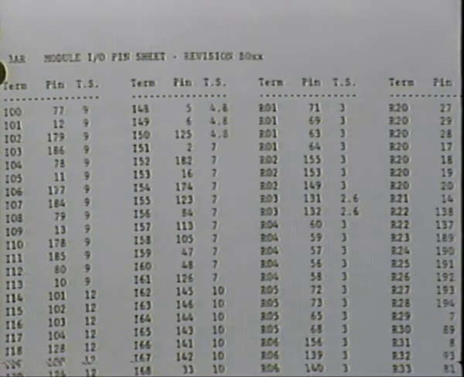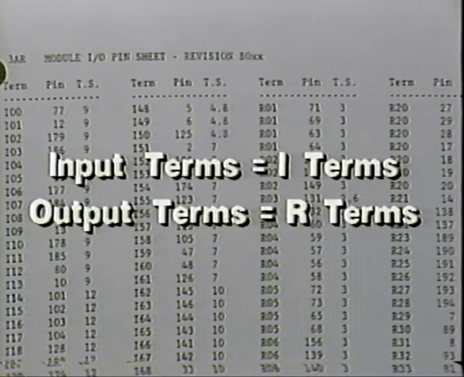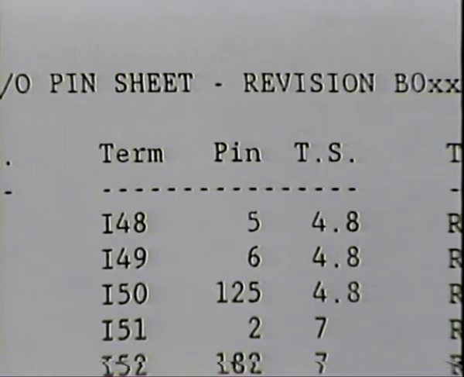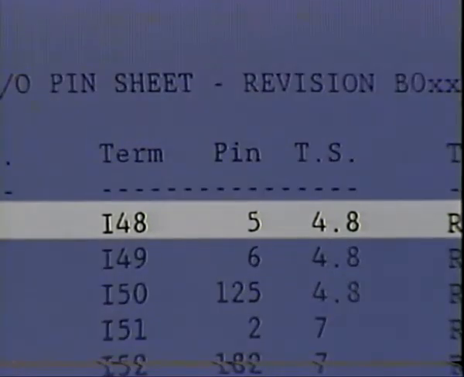The next page of macro Boolean is the I/O pin sheet. This page lists all the input terms and all the output terms for the 3AR module. Input terms are listed as I terms, and output terms are listed as R terms. If we look at a listing, we can see the name of the term, the pin the term comes in on, and the time segment that the term arrives on the module.